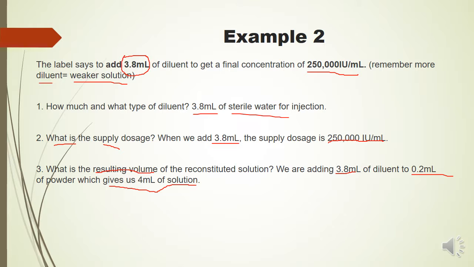3.8 mils of sterile water. What is our supplied dosage? When we add 3.8 mils, as per that little chart, we're going to get 250,000 international units per mil. The resulting volume of reconstituted solution is again on that little chart. So with 3.8 mils of diluent, our volume of powder does not change, right? Because it's always the same amount of powder in the packet, preordained, we have no control over that. It gives us a total of 4 mils of solution. So it's all on the label.